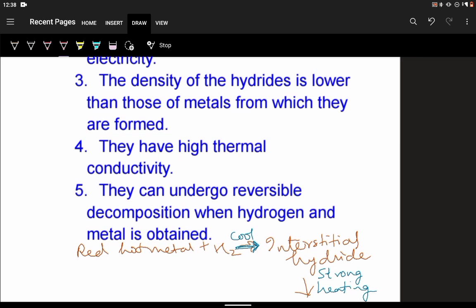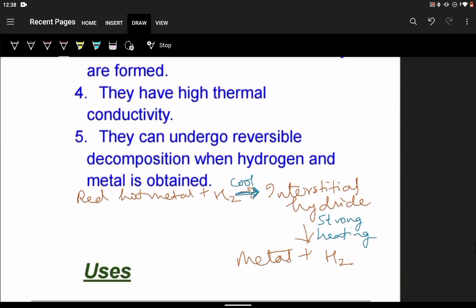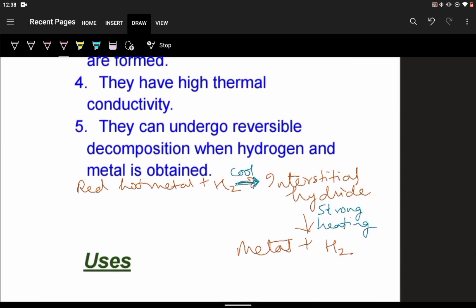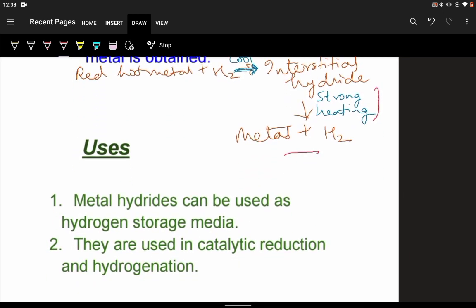If we strongly heat them, they can undergo reversible decomposition so that we get back hydrogen and metal. So when red hot metal and hydrogen are cooled, we get the interstitial hydride. Upon strong heating, we get metal and hydrogen. So this is a reversible decomposition. Now these metal hydrides can be used as hydrogen storage media, because whenever required we can retrieve hydrogen, as we have just seen here. They are also used in catalytic reduction and hydrogenation reactions.